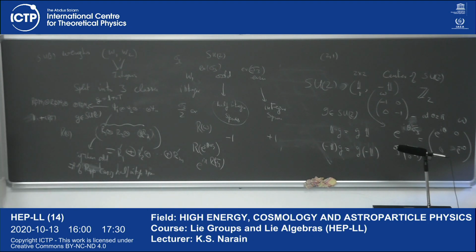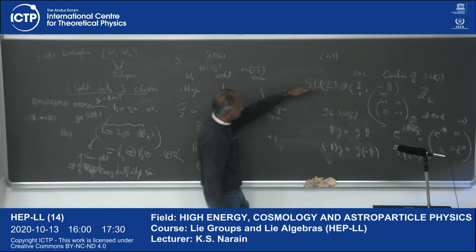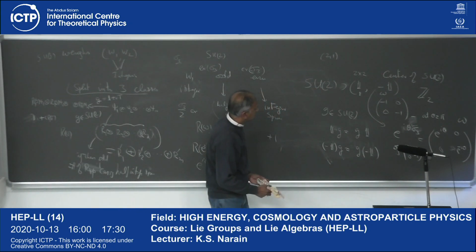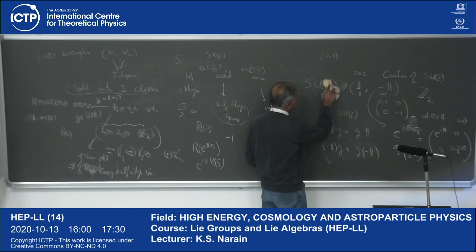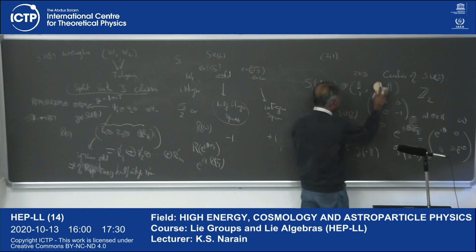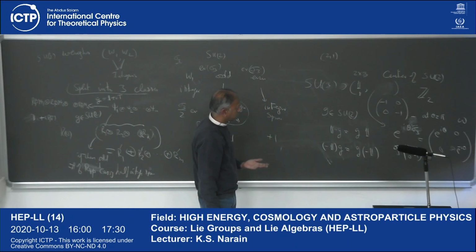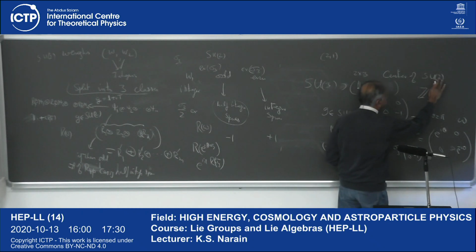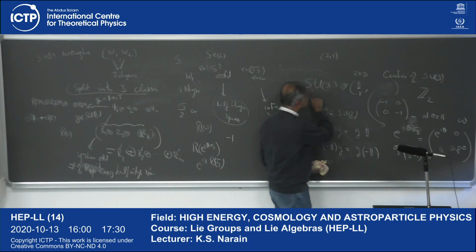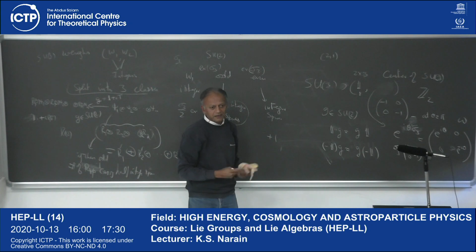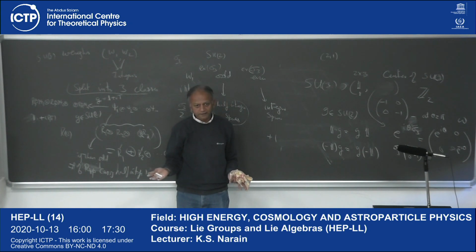Okay, so this was the situation with SU2. Now what about SU3? So I said here it splits into 3 classes. Right? Now let us do the same thing for SU3. So SU3 now, we have a 3 by 3 matrix. Again we are looking for the center of the SU3, which means the elements which commute with every element of SU3. So therefore that element must be proportional to identity.